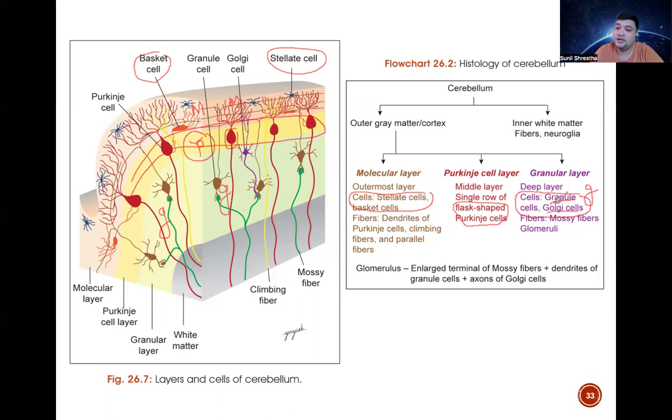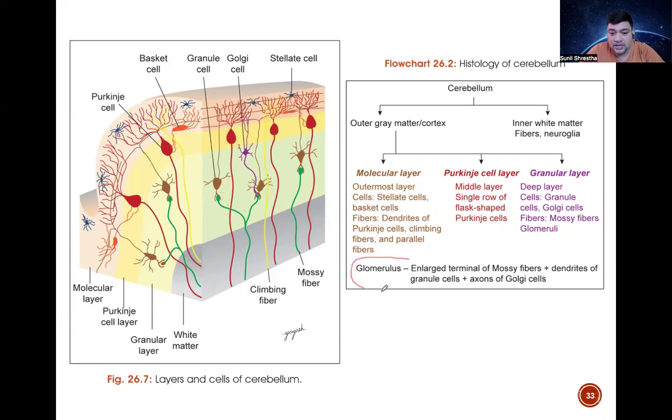Okay, so whether you see granule cells or granular cells in the granular layer, they are the same thing. And here there are other different types of fibers also present. We will discuss these fibers as we need them as our slides progress, or as our class progresses. One of the important things that we have to always remember here is the term glomerulus.